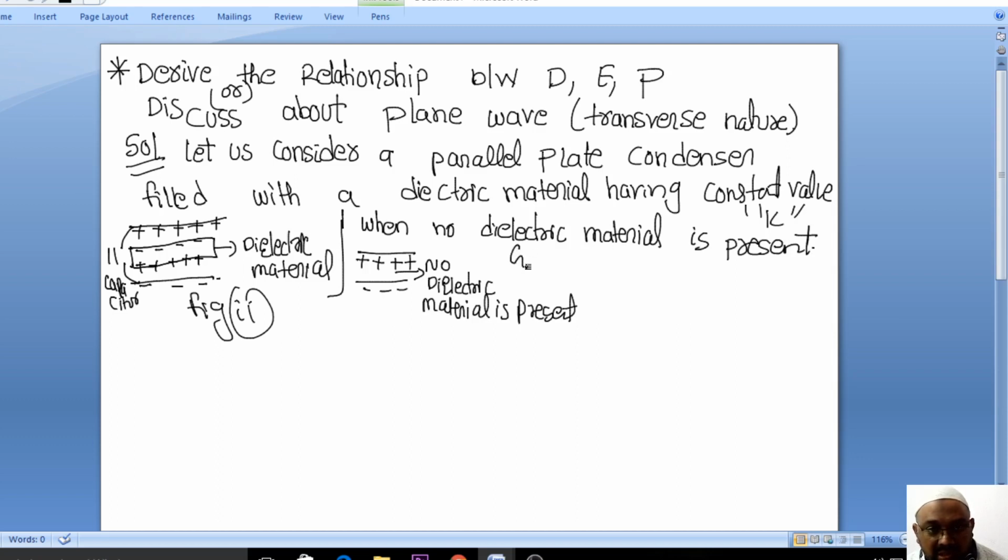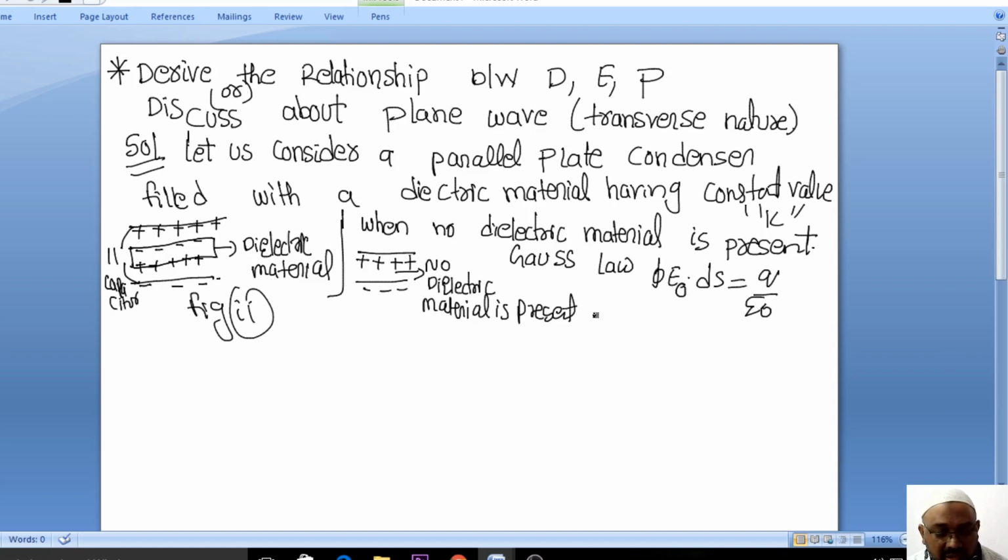So what is Gauss law here? It is given by the integral form you already know: the integral of E into dS is equal to q by epsilon naught. When no dielectric is present, this is the case. So I can write E suffix 0 into dS is equal to q by epsilon naught.